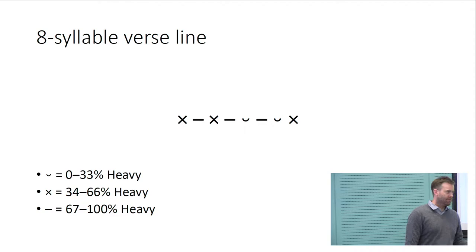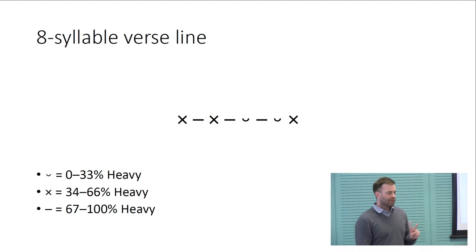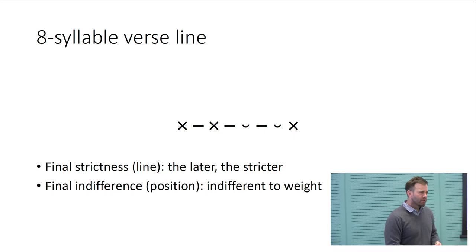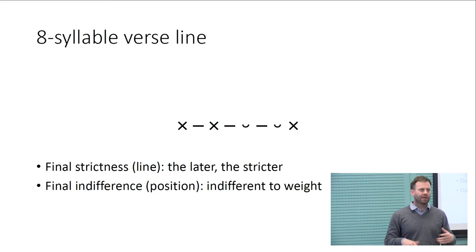It goes, you know, da-dun, da-dun, da-dun, da-dun. And there are two additional and well-known principles at work here. I think this is on the next slide. Yes. One is final strictness, and this applies to the verse line, and it essentially says that the later in the line, the more strictly syllable weight is regulated. I guess there are good typological parallels for this as well.